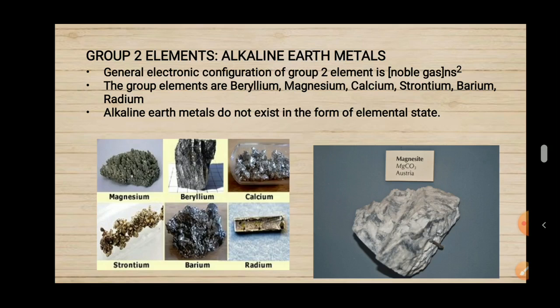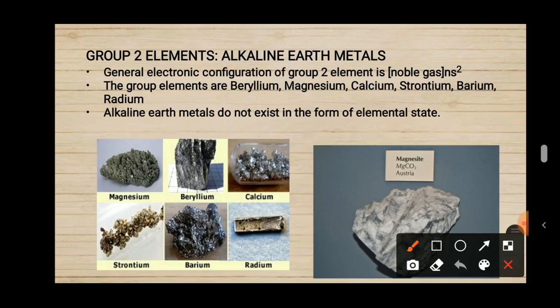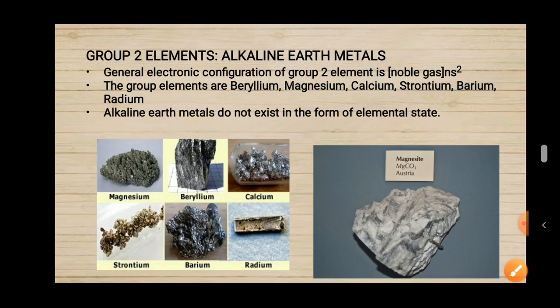Now the general electronic configuration of group 2 elements or alkaline earth metals is noble gas ns2. The group elements are beryllium, magnesium, calcium, strontium, barium and radium. Radium is a radioactive element.